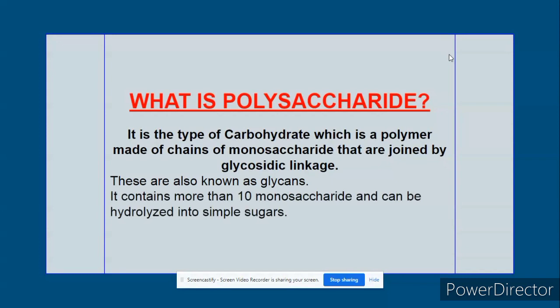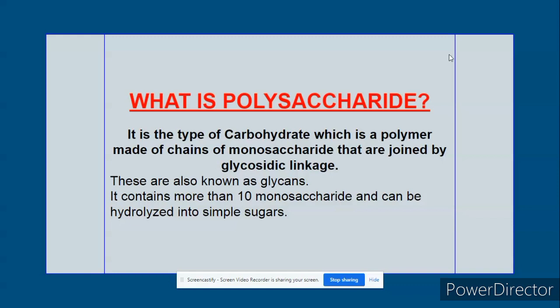What is polysaccharide? Polysaccharide is basically a carbohydrate. Carbohydrate is the polyhydroxy of aldehydes and ketones. In terms of definition, we can say that it is the type of carbohydrate which is a polymer made of chains of monosaccharides that are joined by glycosidic linkage. These are also known as glycans.